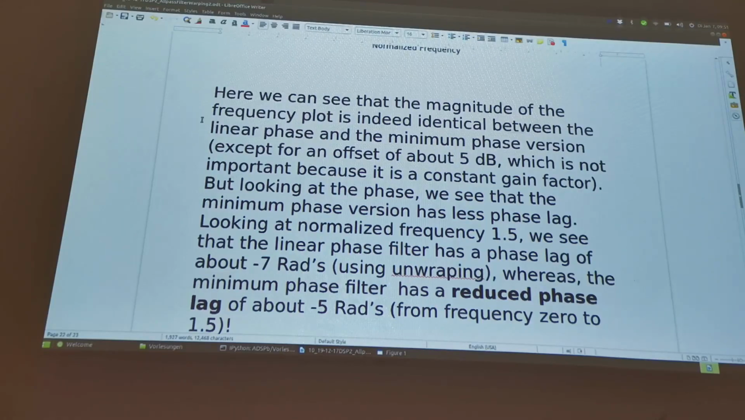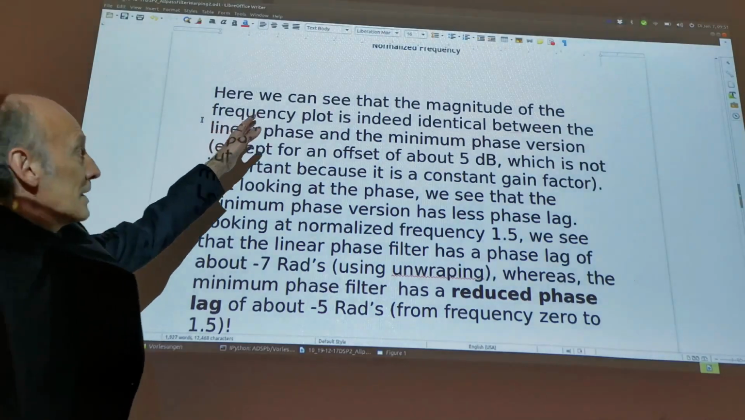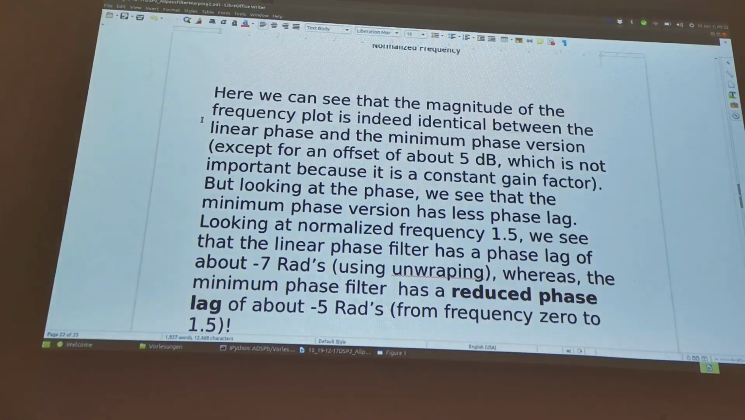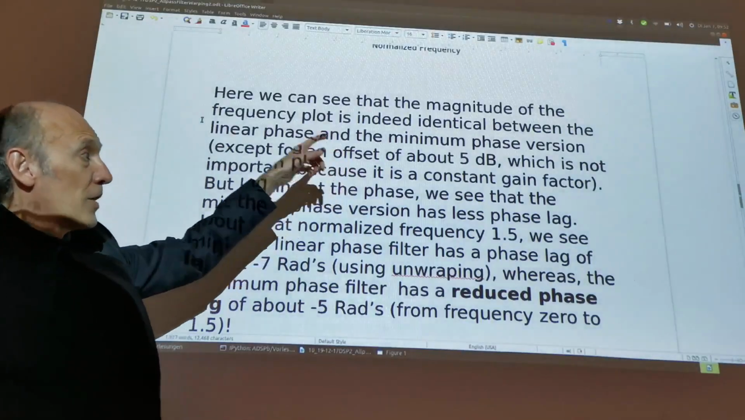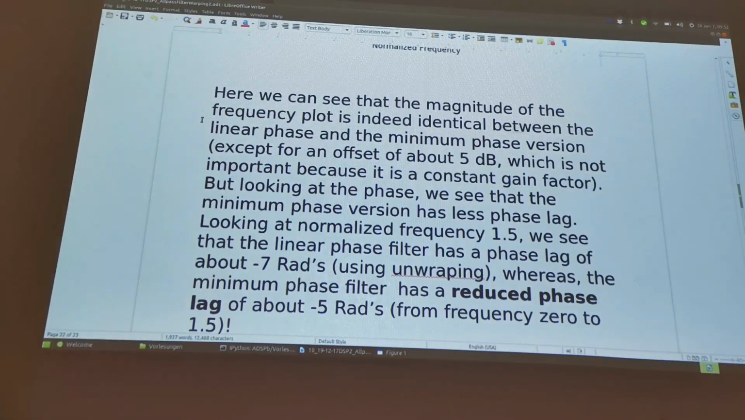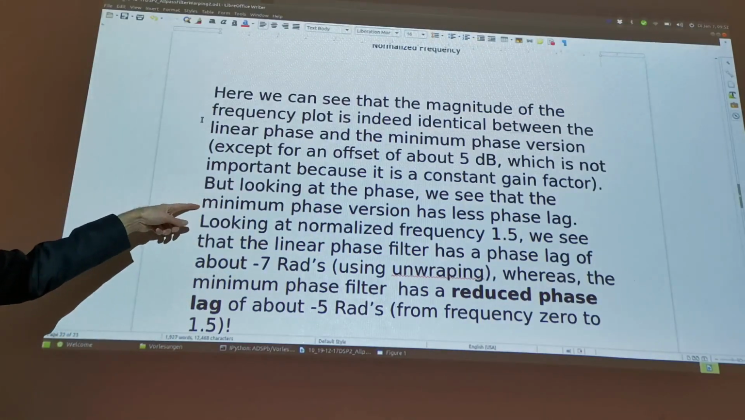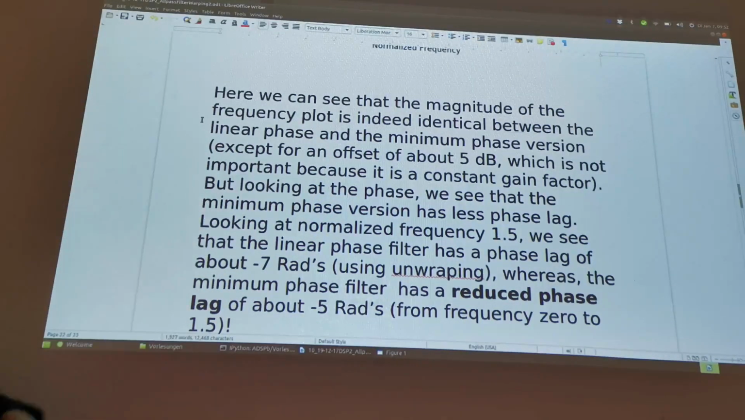Yeah, so we see that it has an identical magnitude response, except for an offset of about 5 dB, which doesn't really matter because you can always compensate it by a constant gain factor. And looking at the phase, we see that the minimum phase version has less phase lag or group delay.